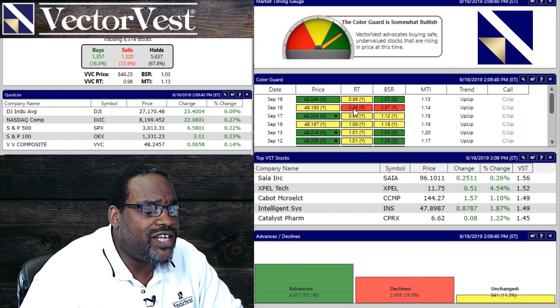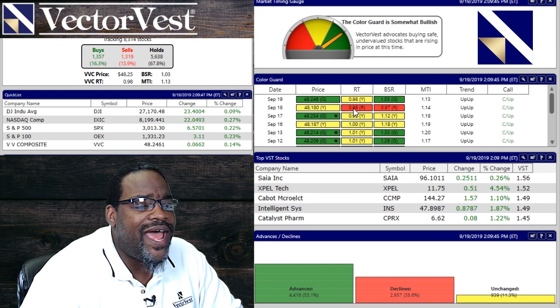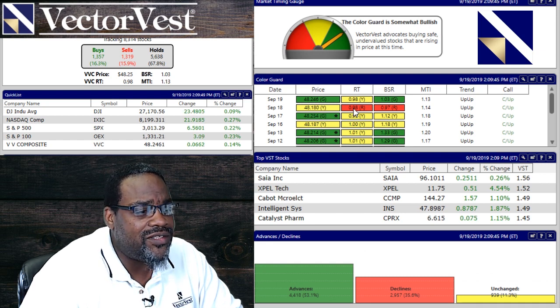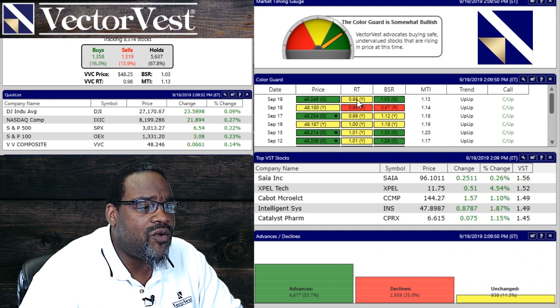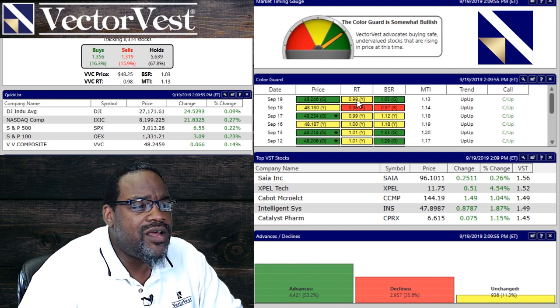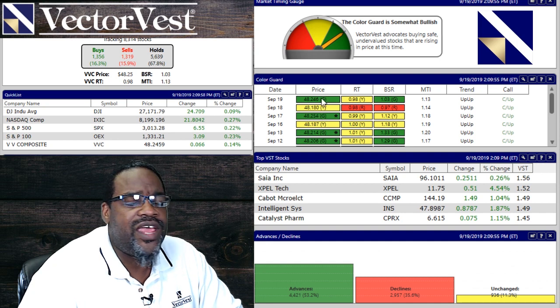In order to get a red tile, that indicator has to go down on both a week-over-week and day-over-day basis. To get a yellow tile, it can go up or down week-over-week or day-over-day, but not both together. And a green tile means the indicator went up on both a week-over-week and a day-over-day basis.